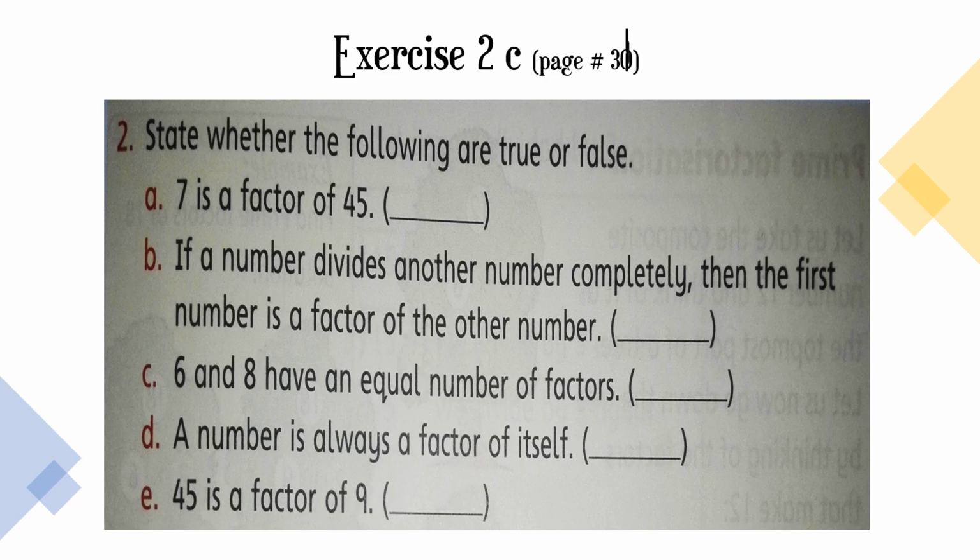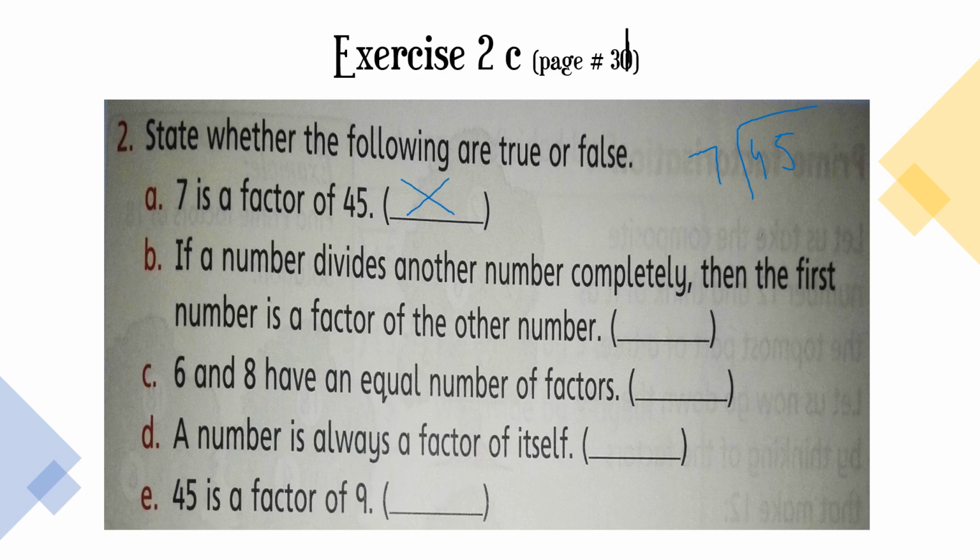It's 31. Okay, so state whether the following are true or false. So you have to write true or false. Okay, first one, 7 is a factor of 45. Is it true? 7 can divide 45? No, it cannot. 7 cannot divide 45. You can check by dividing. 7 cannot divide 45, so it's false.